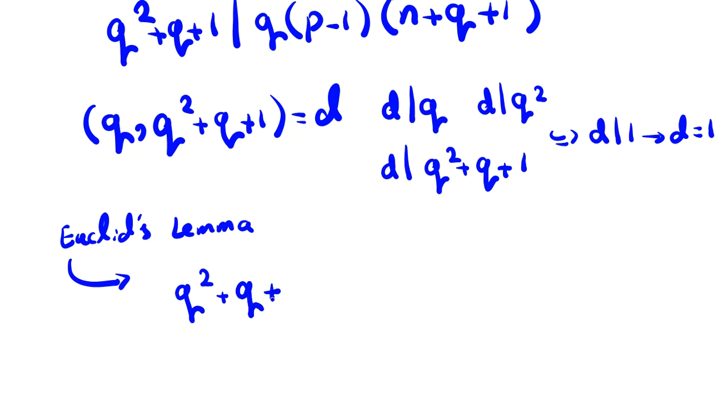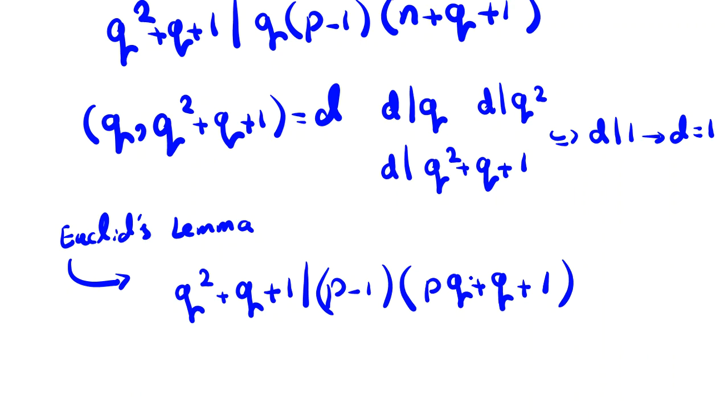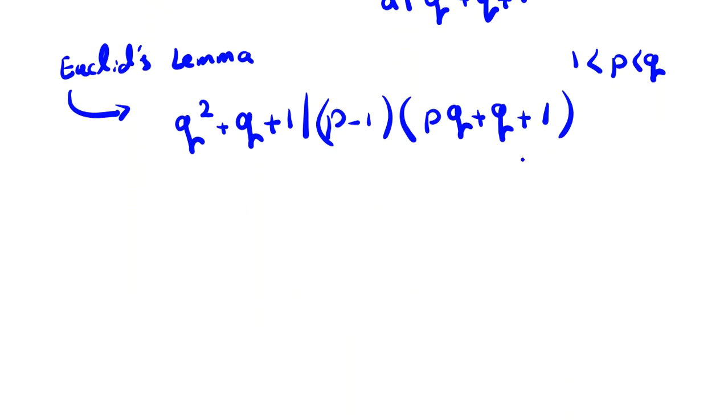So q squared plus q plus 1 divides p minus 1 times n, and n is pq, plus q plus 1. Okay, and we know what? We know p and q, or we can say, let's say p was less than q, q less than n, and we can say it is greater than 1. Okay, so here we get rid of q. Now this one.